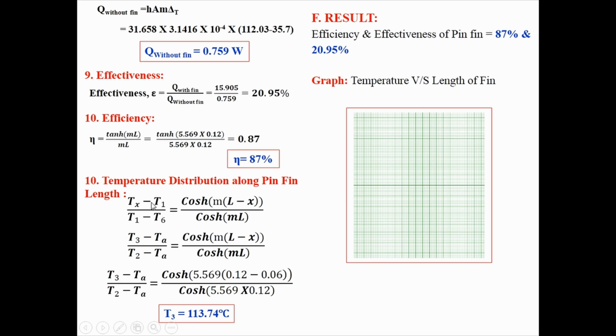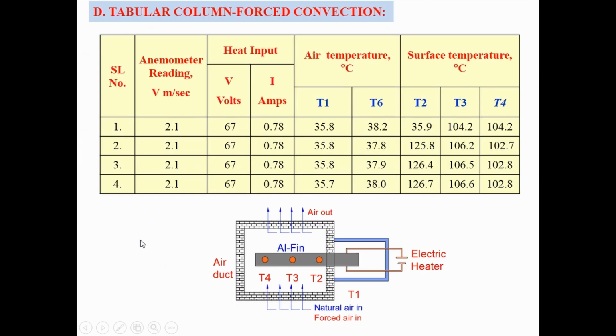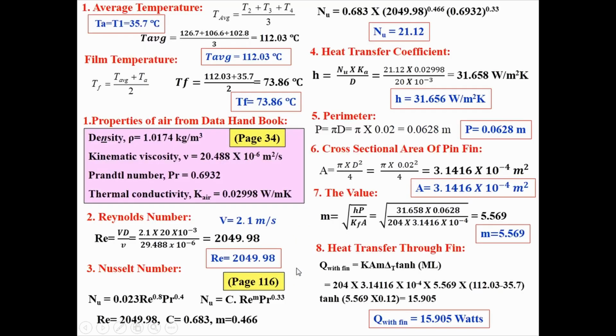Then we have to calculate the temperature distribution along the fin. The equation is (Tx minus TA) divided by (T2 minus TA) is equal to cos hyperbolic m(L minus x) divided by cos hyperbolic mL. So I will try to calculate the temperature at point 3. How to calculate that? You can calculate it here now.